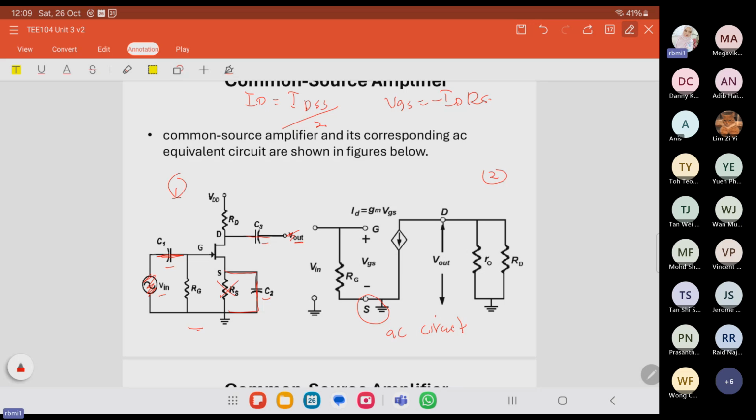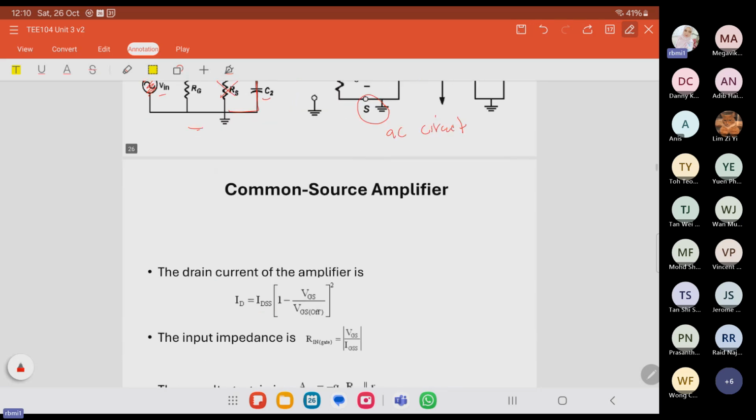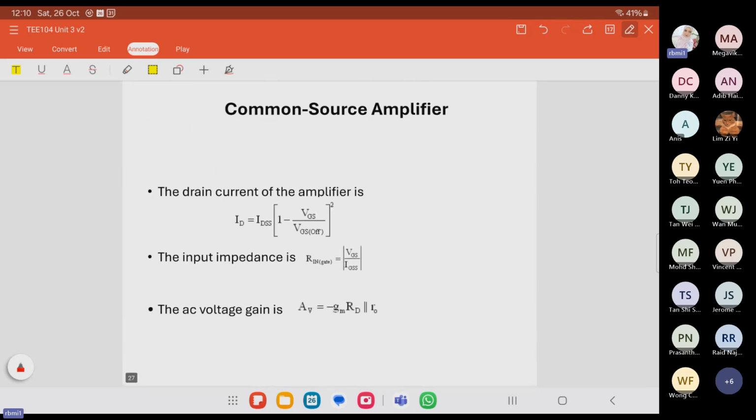Okay, this is for the common source amplifier, for ID, the drain current. We have the R in at the gate, and this is for voltage gain, AV equals V out over V in. And what we have here, IDSS is the drain reverse current and IGSS is the gate reverse current.